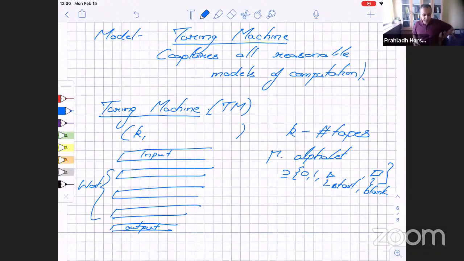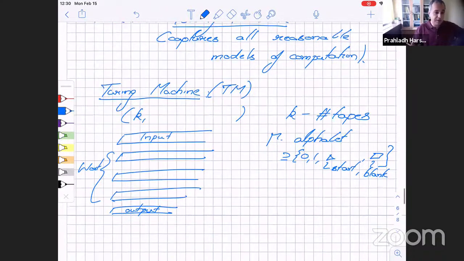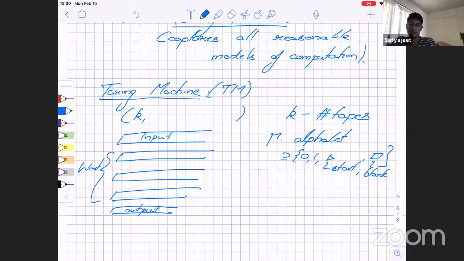So I want the alphabet. These are the symbols that are on this one. What else did we say? What else? Okay, go ahead. Whoever was saying I interrupted. Yeah. The states, a final state and a reject state.